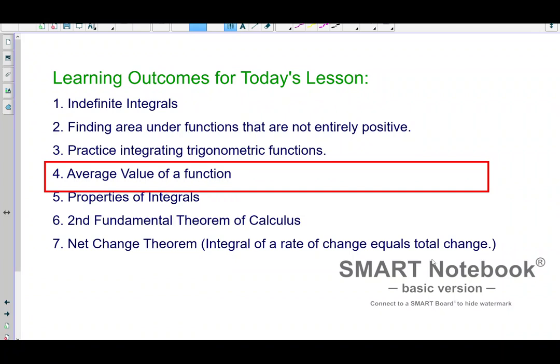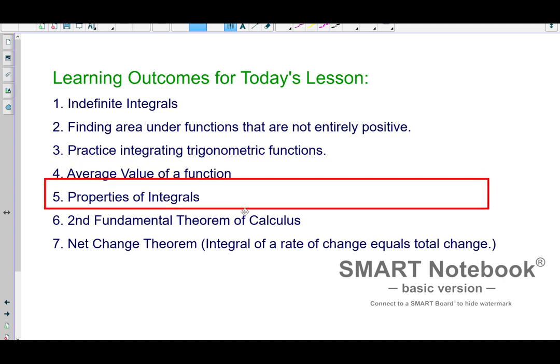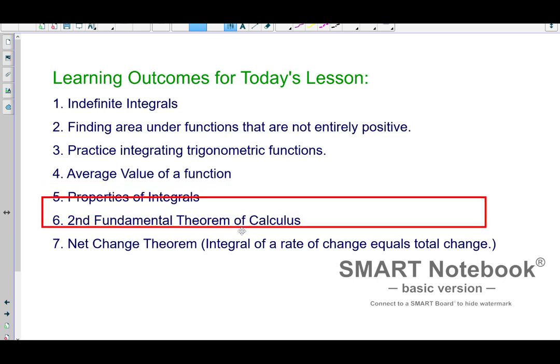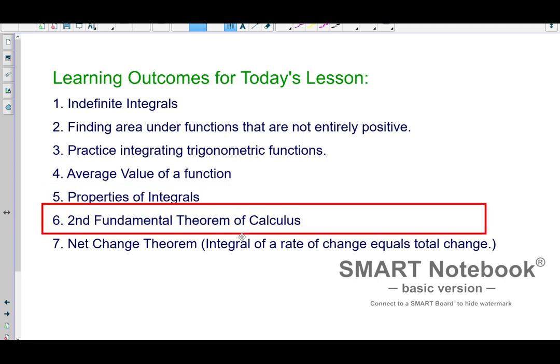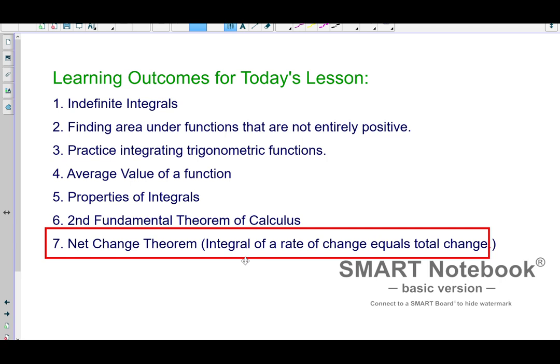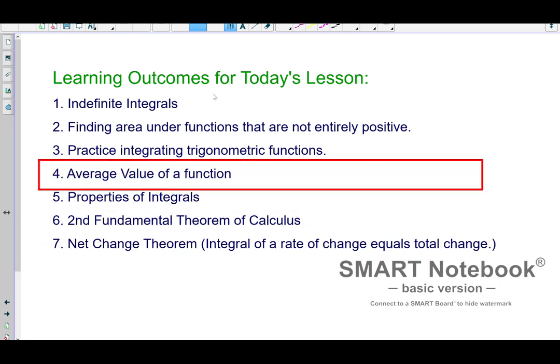Hi everyone, welcome back. In this segment, we will continue with integration topics related to integration, such as finding the average value of a function. That is an application of integration. And then we'll also take a look at some general things like properties of integrals, the second fundamental theorem of calculus, and also the net change theorem. So they're a few different topics all put together, but they all have one thing in common. They're all about integration, okay? So let's begin with average value of a function.